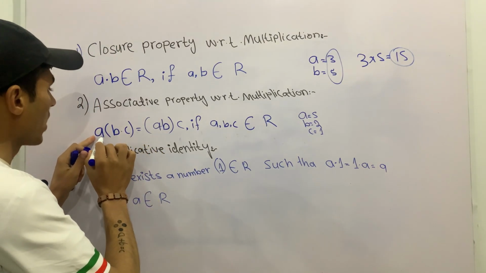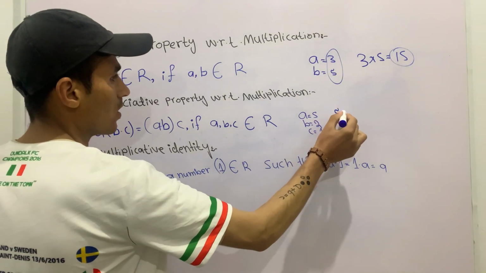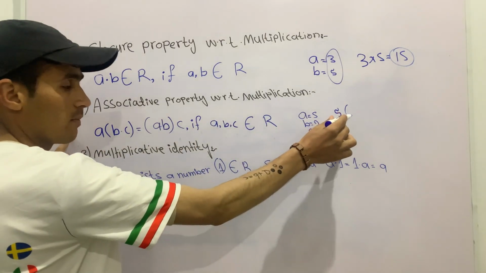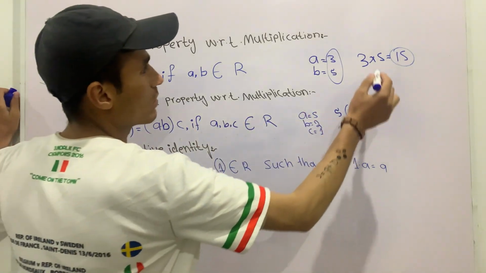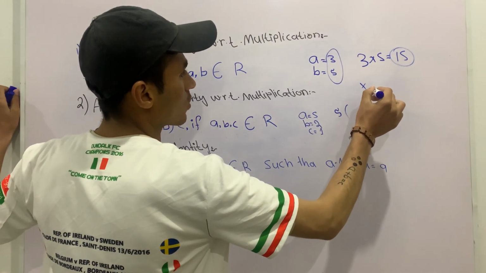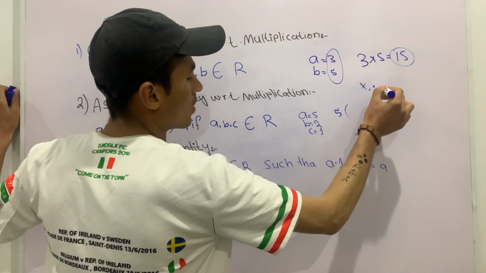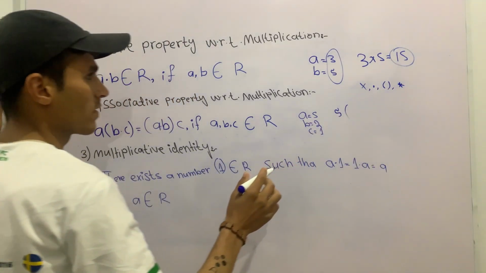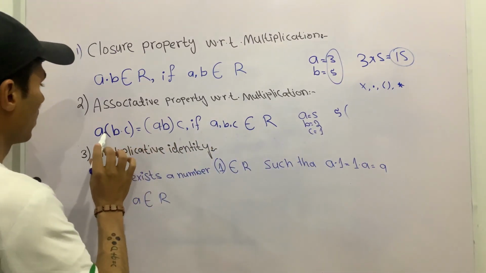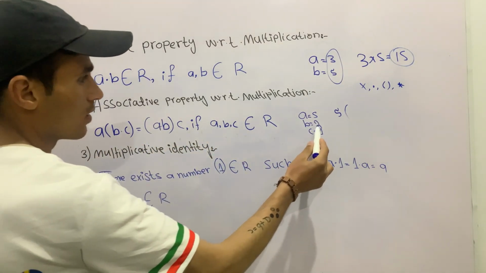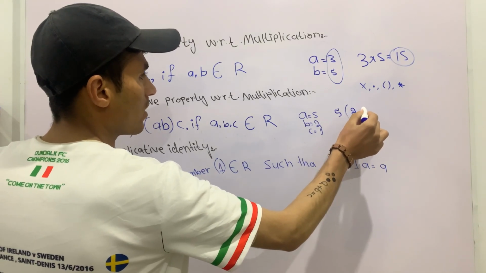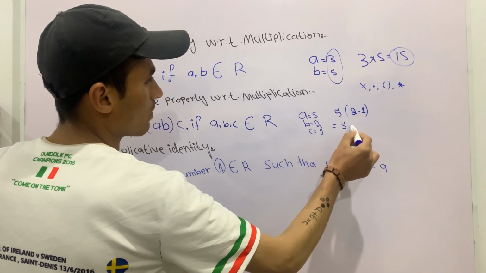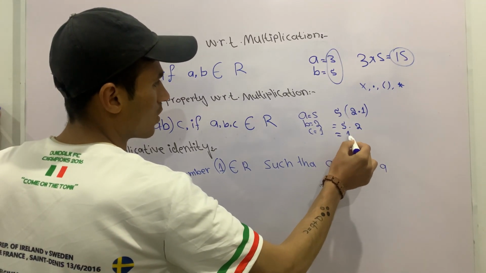According to this first formula, A, which is 5, multiplied by parentheses. Parentheses mean multiplication. It is a symbol of multiplication. We have different multiplication symbols. This one, parentheses, this one, different kinds of symbols we have. B multiplied by C, 2 multiplied by 1, equals 5 multiplied by 2 equals 10.